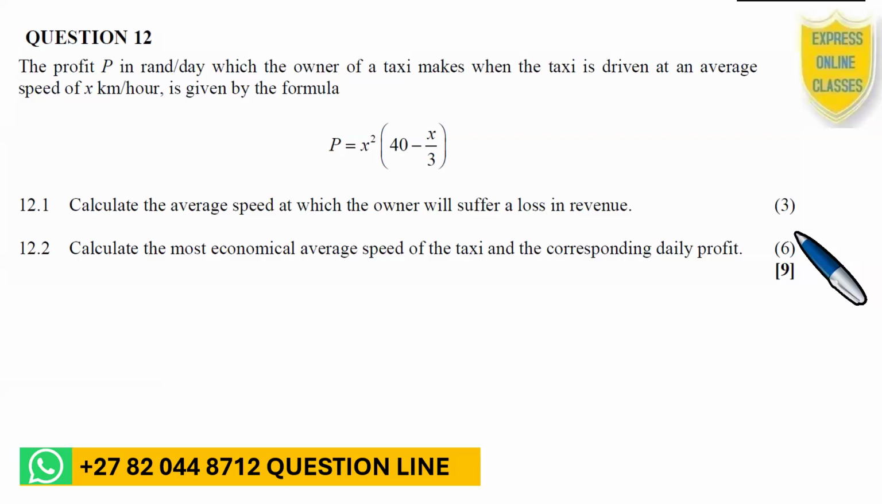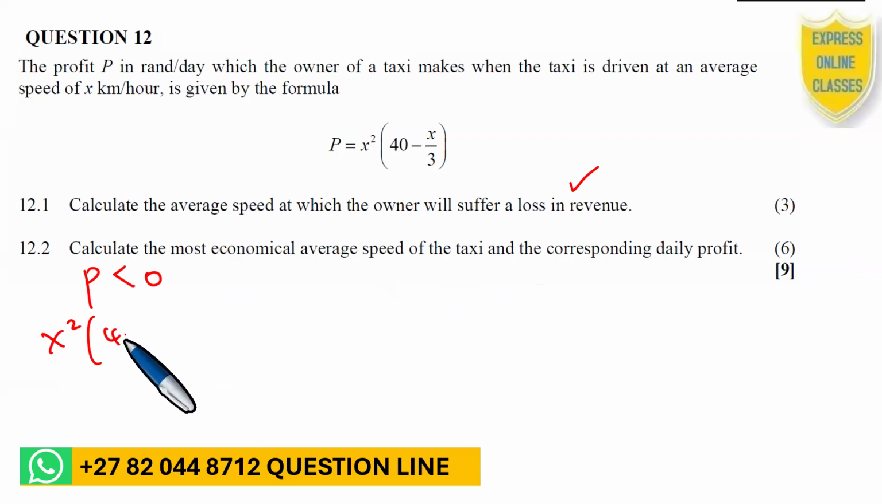Obviously, to do this question, the couple of things you need to take into account is that the average speed at which the owner will suffer a loss in revenue would be when the profit is less than zero, when we have negative profit. And this is when we have x squared times (40 minus x) over 3 is less than zero. And so now we want to get the average speed, but remember that the average speed is x. You need to solve for x.